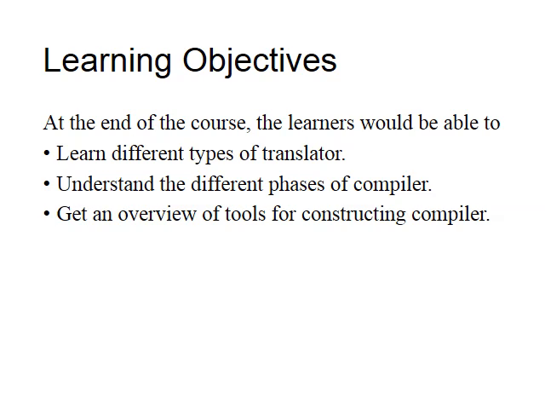After completing this video, the learner will be able to identify a few learning objectives. We are identifying three learning objectives. First, the learner can identify different types of translator. Next, understanding the different types or phases of compiler. And the final one is an overview of tools for constructing a compiler.